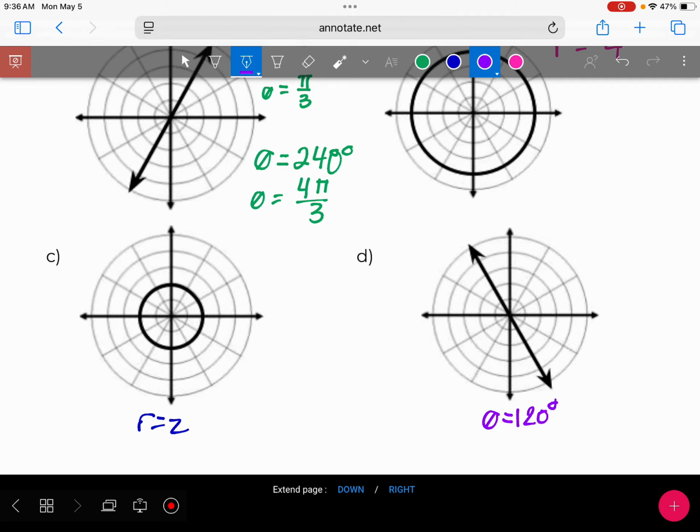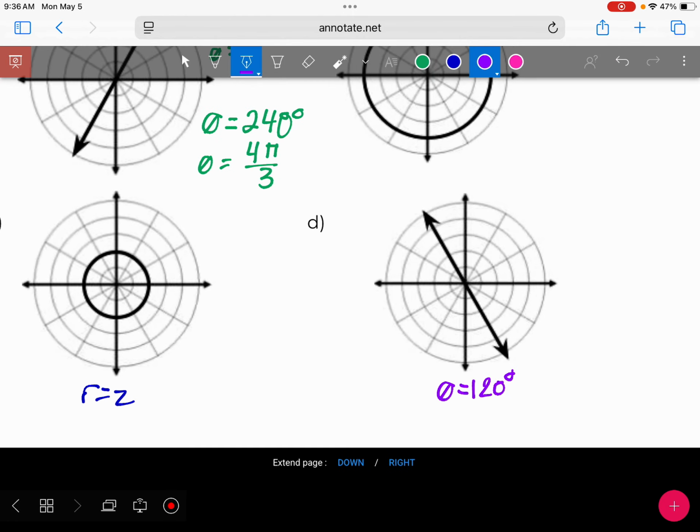We have 120 degrees. We could have our 2 pi over 3. Yep, we could do our 300 degrees. We could do our 5 pi over 3. We could do negative. Yeah, there's a lot of choices on here. So we have lots of pieces in there that we could do with this.